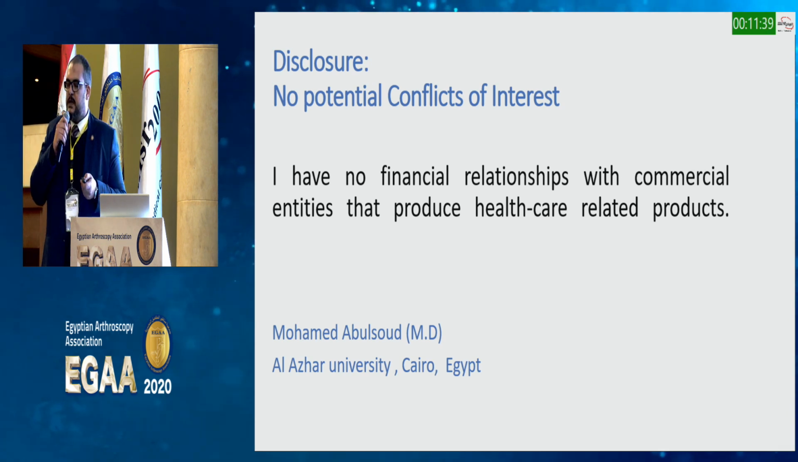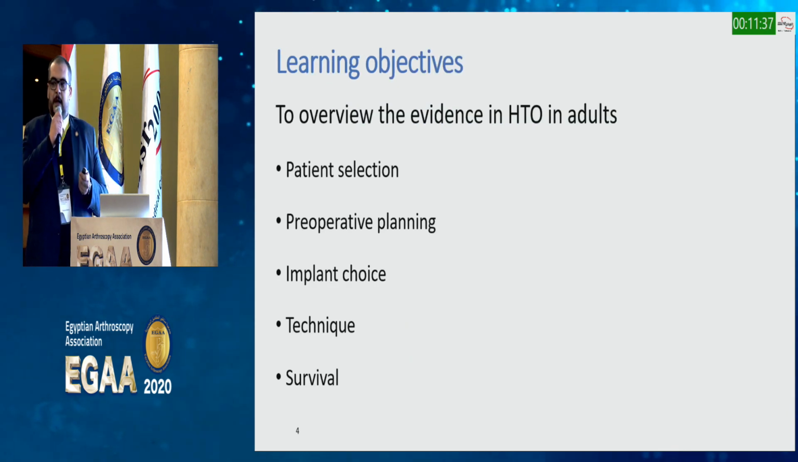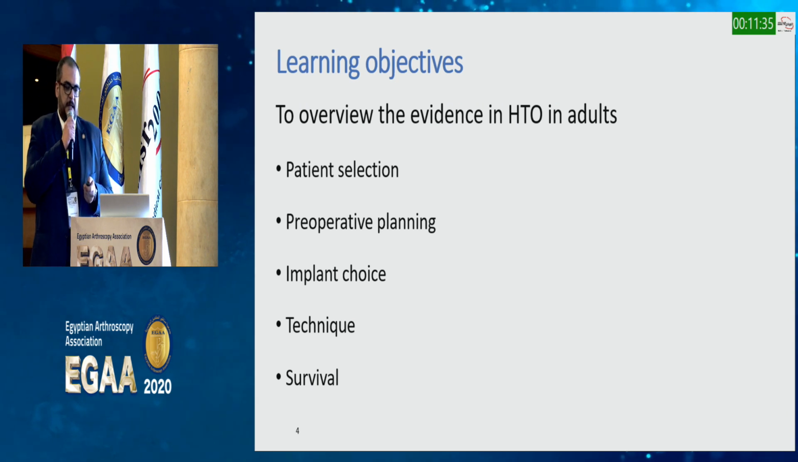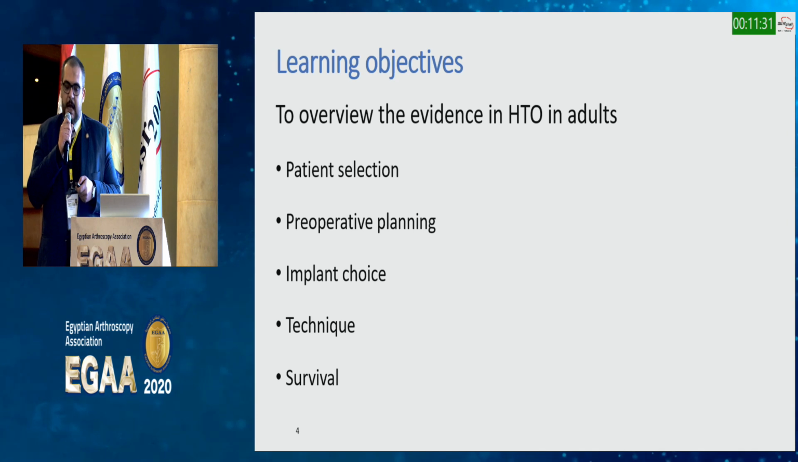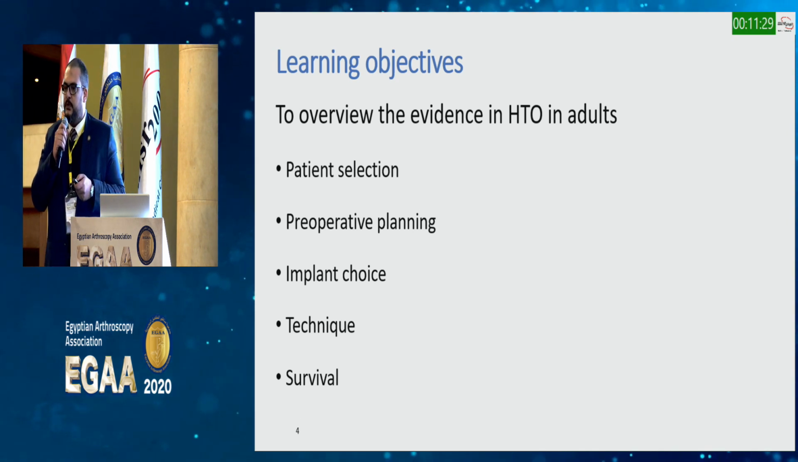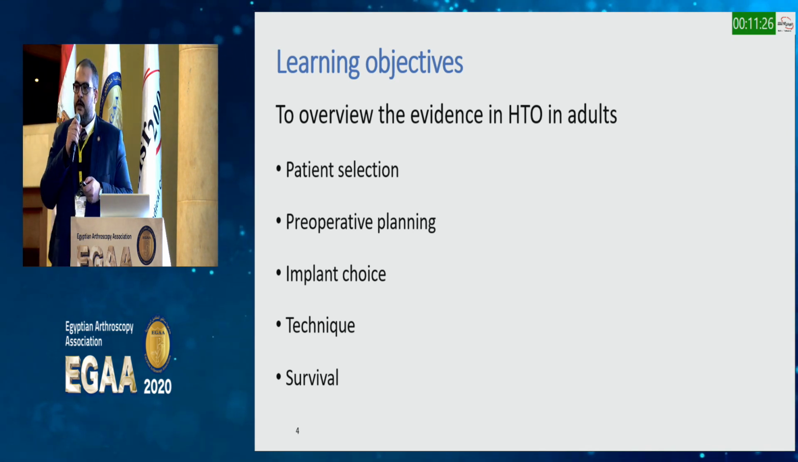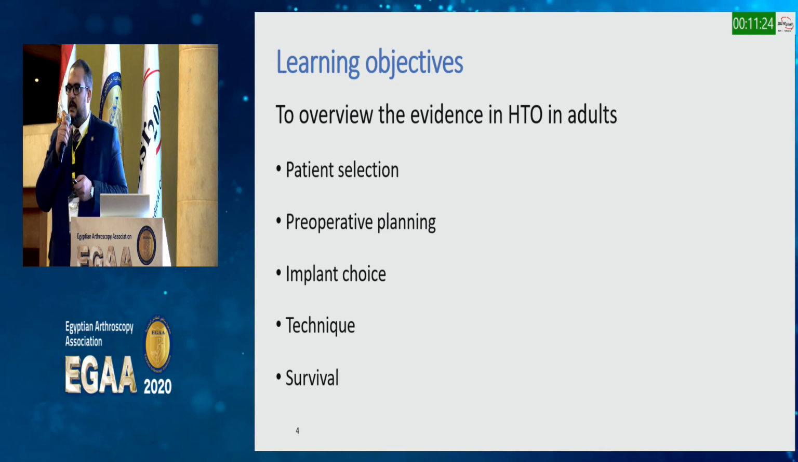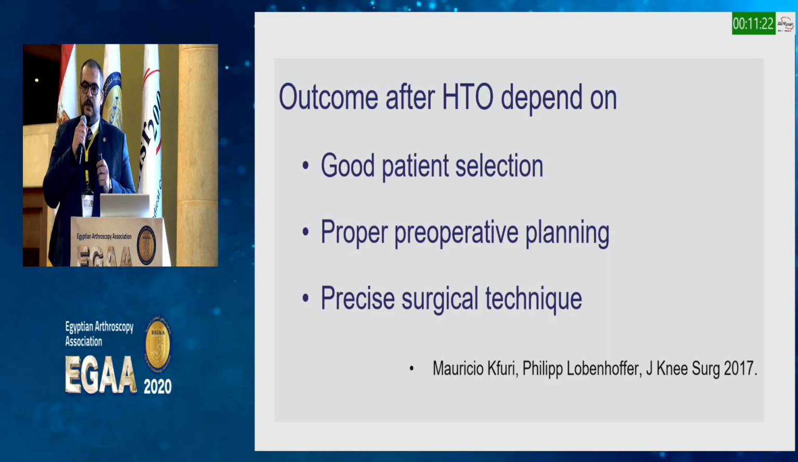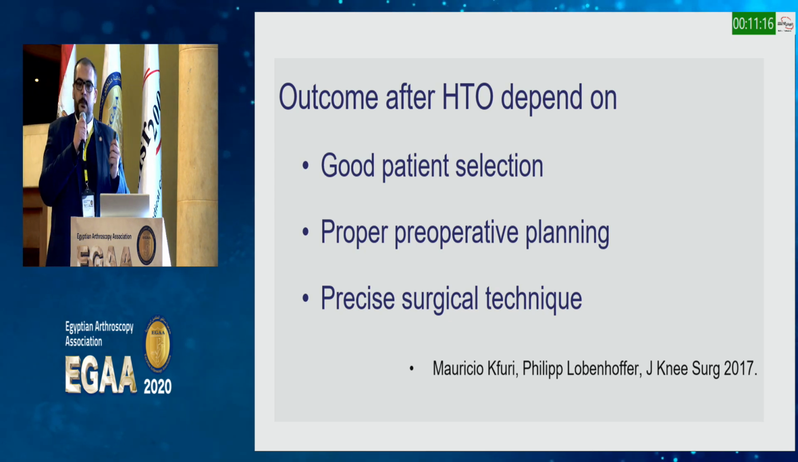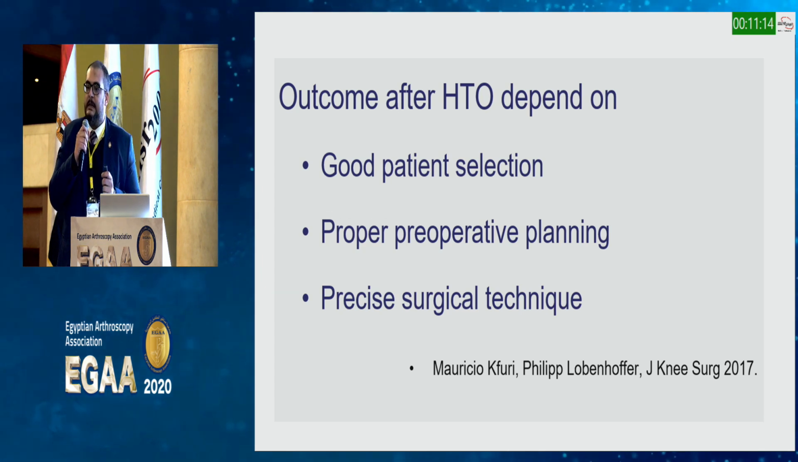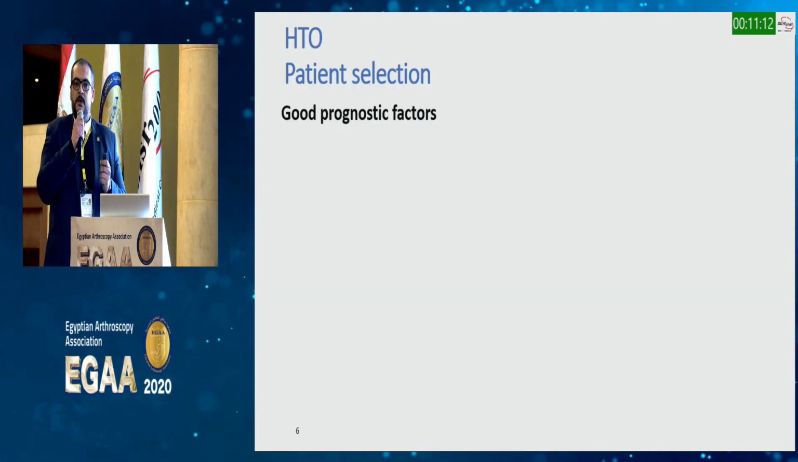So I have nothing to disclose. In the next 10 minutes, we speak about the evidence in high tibial osteotomy in young adults as regards the patient selection, the preoperative planning, the implant choice, the technique, and survival of the technique. The outcome of the high tibial osteotomy basically depends on good patient selection, proper preoperative planning, and precise surgical technique. So what about the patient selection?